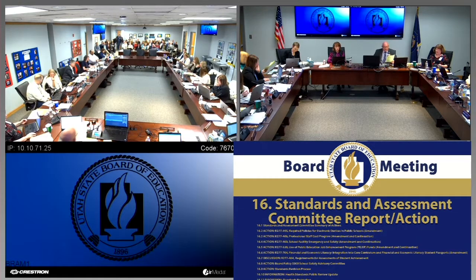Okay. The motion to the board is to approve as amended with continuation that the board, is that where we're at? Amend and continue R277-486, draft 2 on second and final reading.